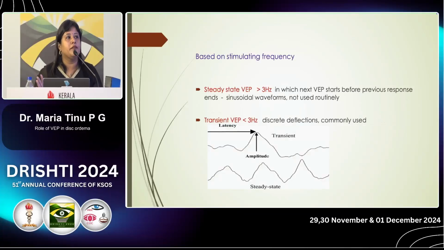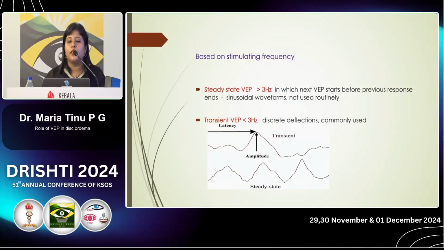We can divide VEP into different types based on the stimulating frequency and based on the type of stimuli. Based on the stimulating frequency, we can get a steady state VEP, because here the stimulating frequency is high, in which the next VEP starts before the previous response ends. So we will get just a sinusoidal waveform. It is not used routinely, because the parameters we use are amplitude and latency, and it gives inferior information about them.